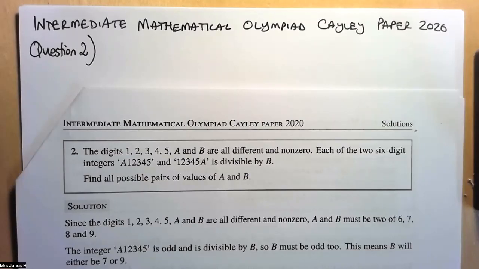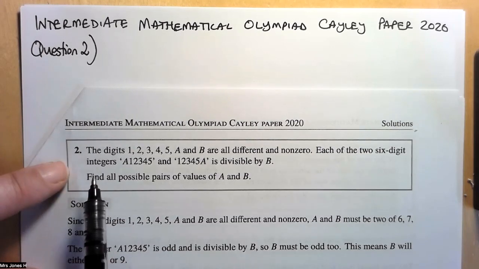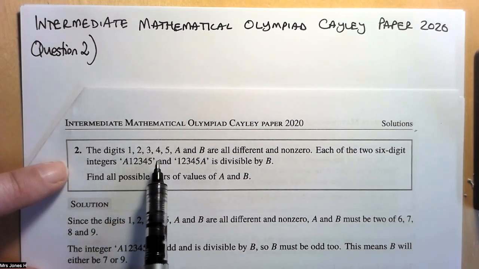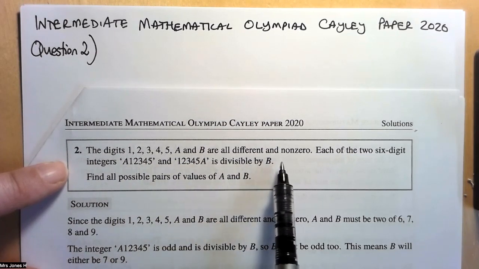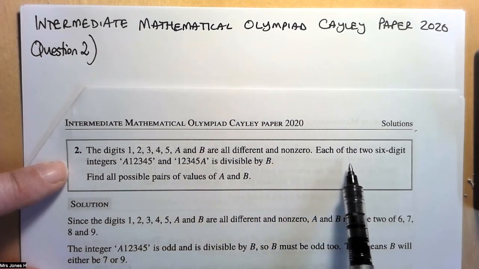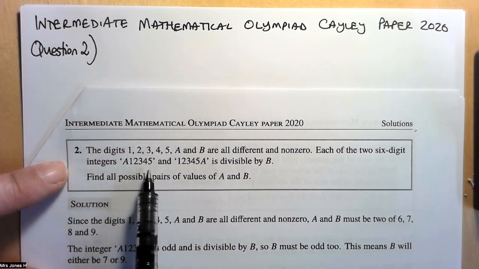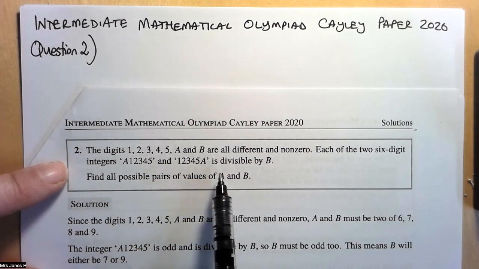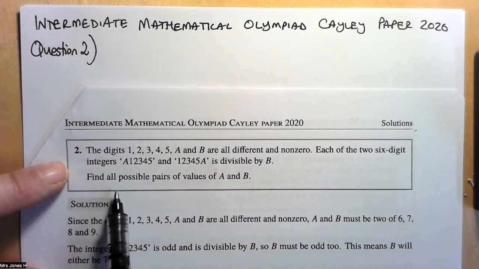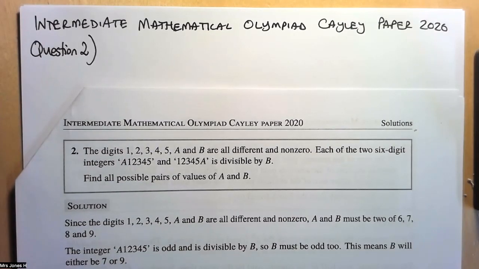The Intermediate Mathematical Olympiad Cayley paper 2020, question 2. The digits 1, 2, 3, 4, 5, A and B are all different and non-zero. Each of the two 6-digit integers, A12345 and 12345A, is divisible by B. Find all possible pairs of values of A and B.